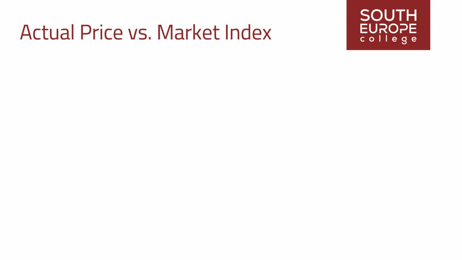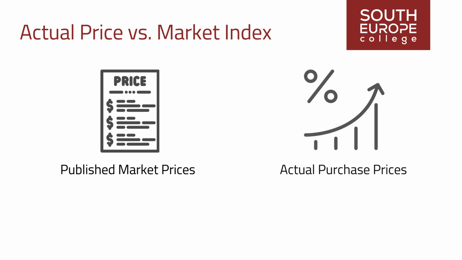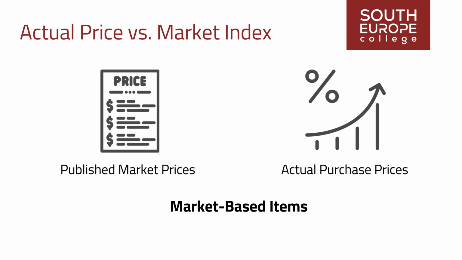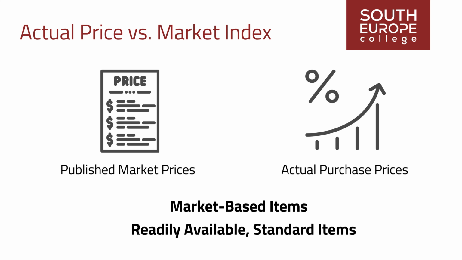Purchase price versus market index measures reveal the correlation between published market prices and actual prices, particularly effective for market-based items where pricing is mainly a function of demand and supply. This is especially relevant for readily available standard items. These measures consider the variance between a published index number over a specified period, for example, month or quarter, and the actual price paid.